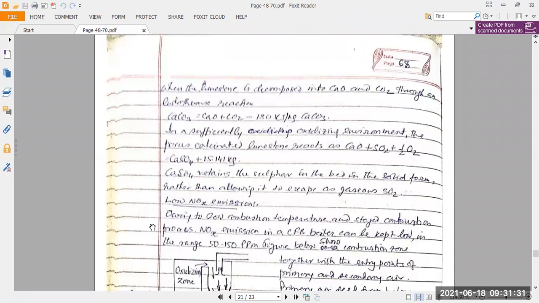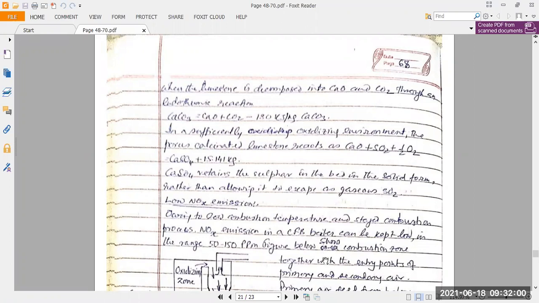So, owing to low combustion temperature and staged combustion process, NOx emission, meaning nitric oxide emission, in a CFB boiler can be kept low, in the range of say 50 to 150 parts per million, ppm.